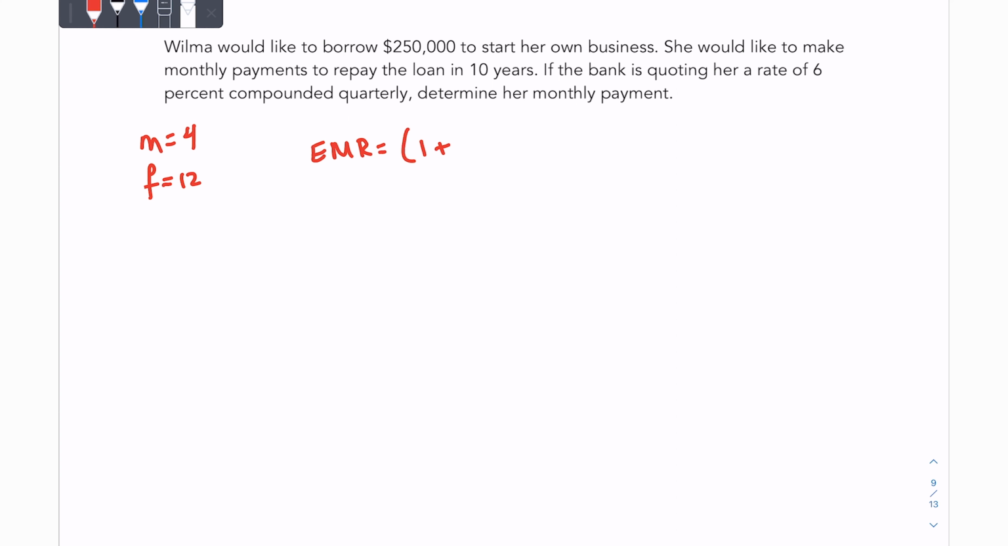So in this case, you're going to need an effective monthly rate, but we're going to use the same formula. So 1 plus the nominal rate of 6% divided by the compounding, to the power 4 over 12, minus 1. And for this, you should get a monthly rate of 0.004975.